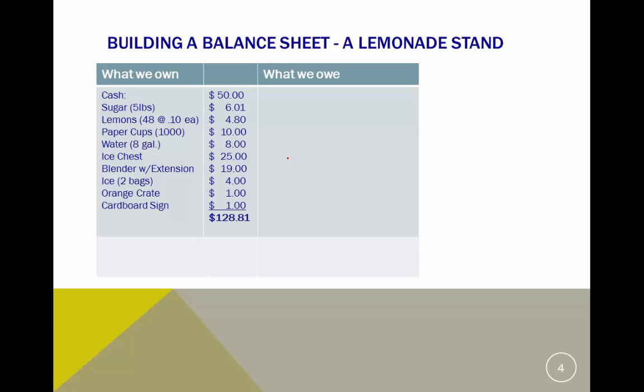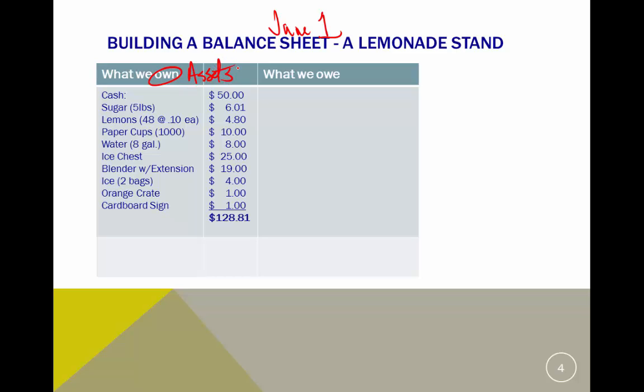If we're going to do a business plan, or we've just opened, assume these are all the things that you would need to open a lemonade stand. You need cash because you're going to have to make change. You need sugar, lemons, paper cups, water, an ice chest, blender, ice, bags of ice, orange crate, and a cardboard sign. Now, if you accept the values I've put in there, this is telling us that for us to open our lemonade stand, let's assume this is June 1st. Remember, it's one point in time. You need to have assets worth $128.81. Ta-da! We now know these are the assets.